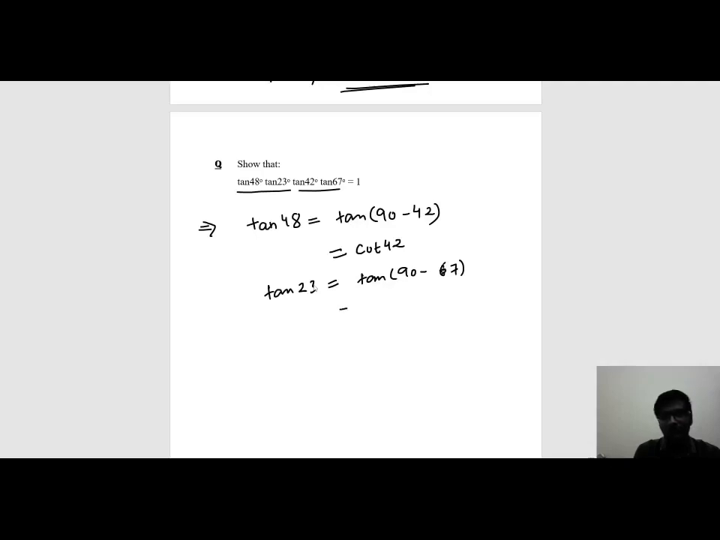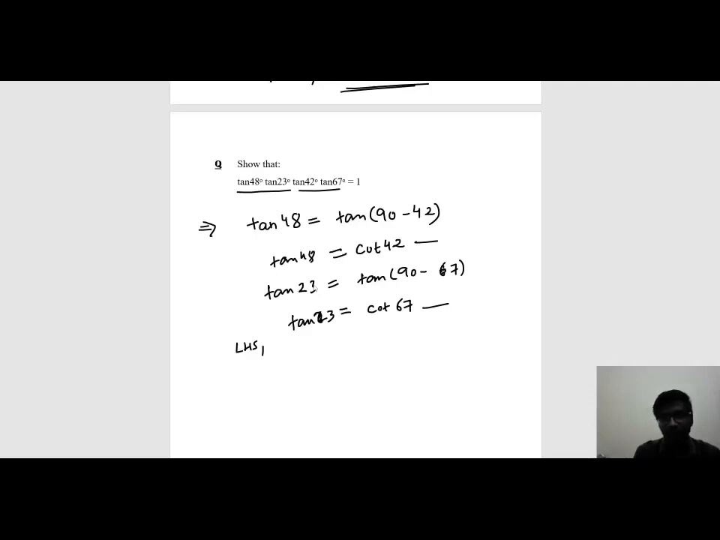Okay, what will this give you? It will give you cot 67. Now, if you put both these values, this is tan 48 and this is tan 23, in the above LHS, taking LHS, instead of tan 48, I am putting cot 42.